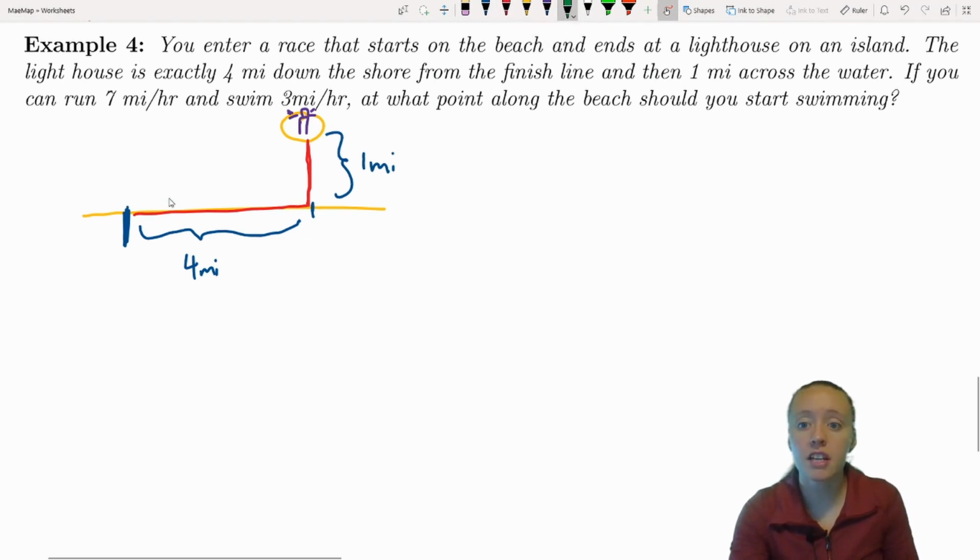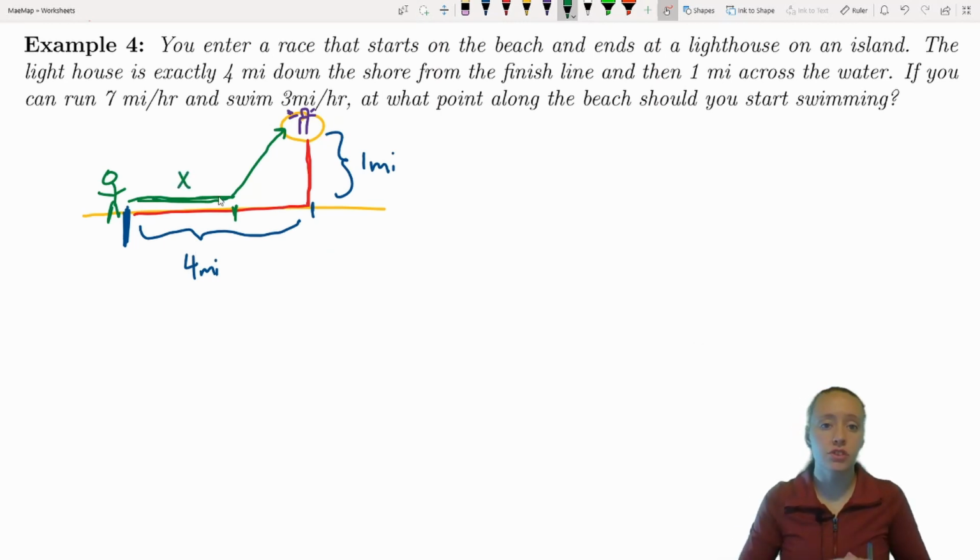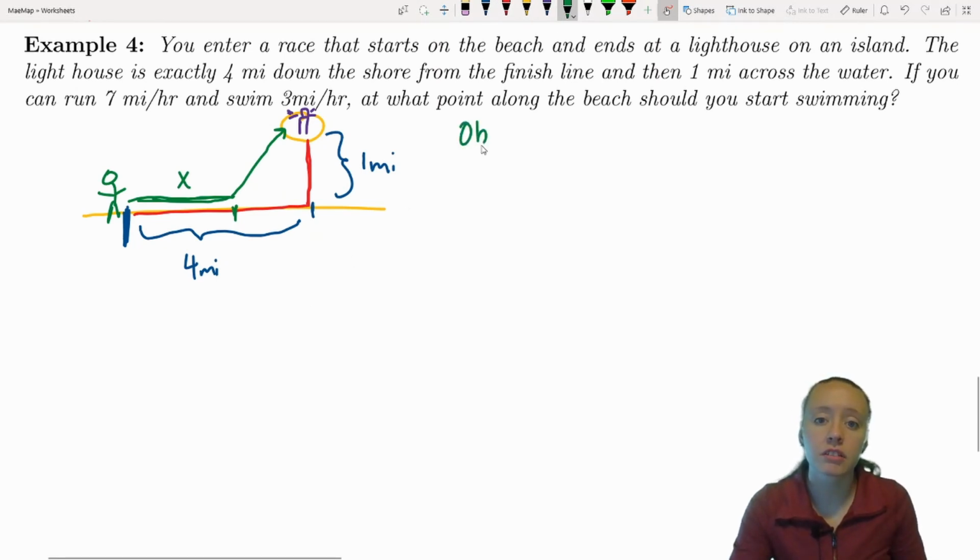So if we were to think about this, here we are running along. What point do we stop and jump in and start swimming for the lighthouse? We need to figure out that value, how far we're running. We'll call that x. Now, this is a race, so we're going to want to minimize the time spent. So now that we have our picture, we want to minimize that time that we spent. We're going to take the derivative of our objective function and set it equal to 0 and find that minimum value. But what exactly is our objective function?